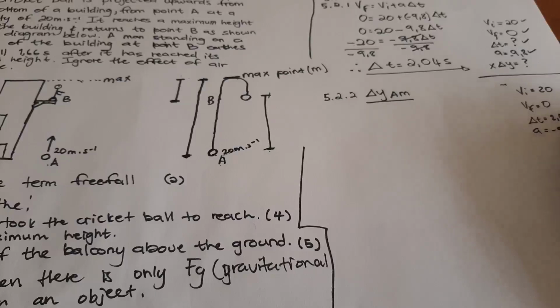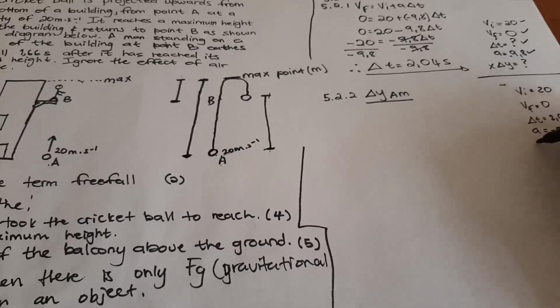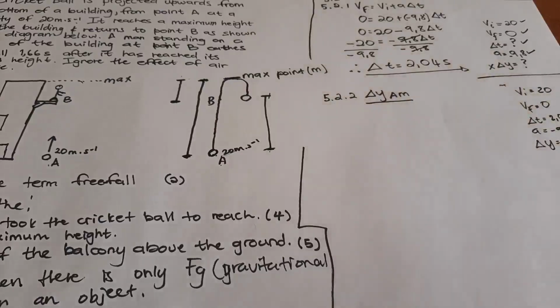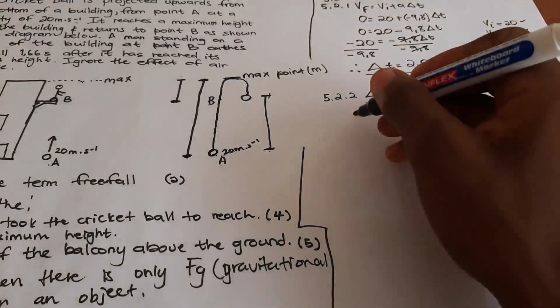Acceleration is equal to negative 9.8. Change in y is what we're looking for. Very necessary. So we have all the variables except the one that we're looking for. Straightforward. So which formula are we going to use? The formula is very straightforward.